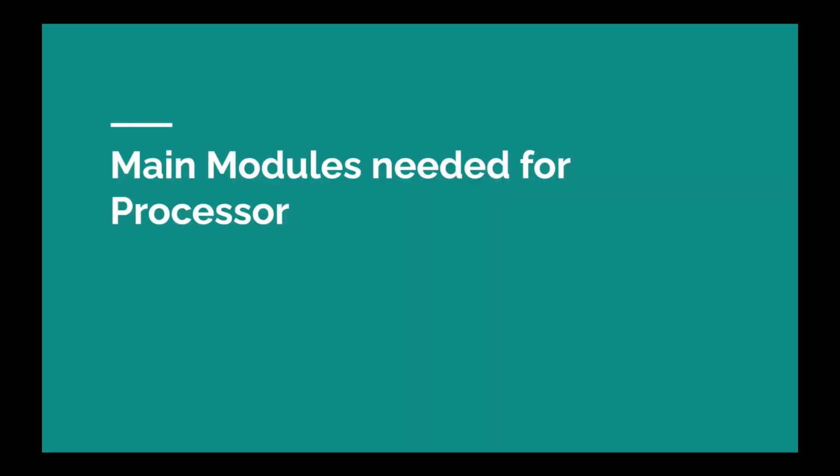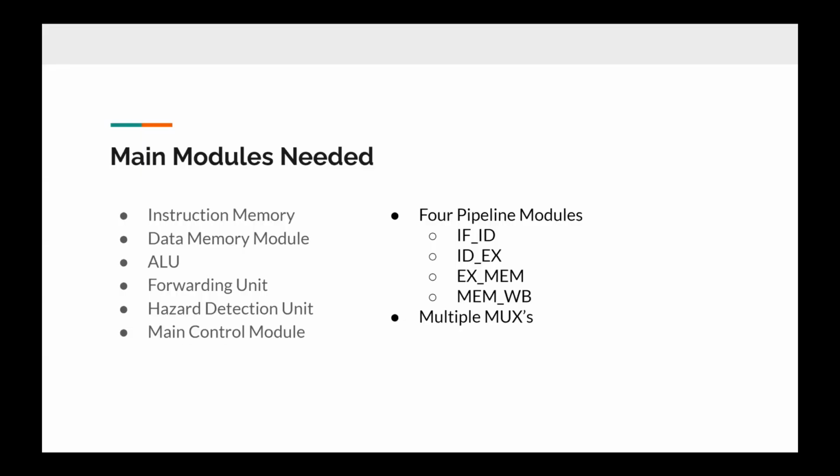So now we'll talk about the main modules needed for the processor. The instruction memory is needed, the data memory module, the arithmetic logic unit, also known as the ALU, which will be used to execute a lot of the instructions, the forwarding unit, which is used to forward values that have been recently calculated and not stored into the register module yet, a hazard detection unit, which inserts bubbles or stalls into the processor when other instructions are utilizing the units, a main control module, and of course the 4 pipeline register modules, which will go in between every pipeline stage.